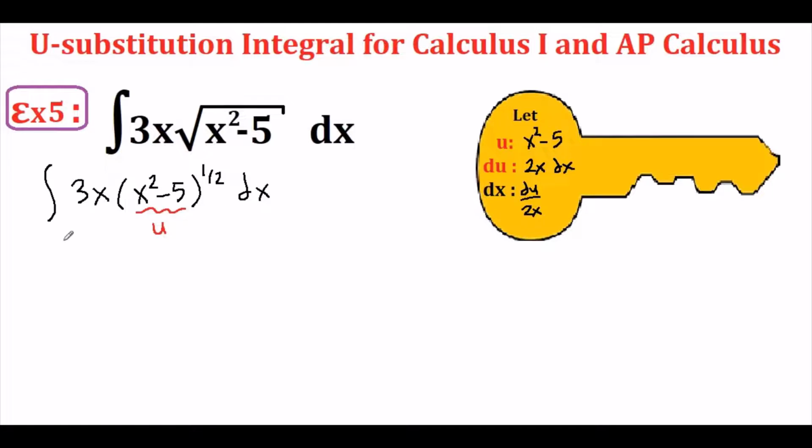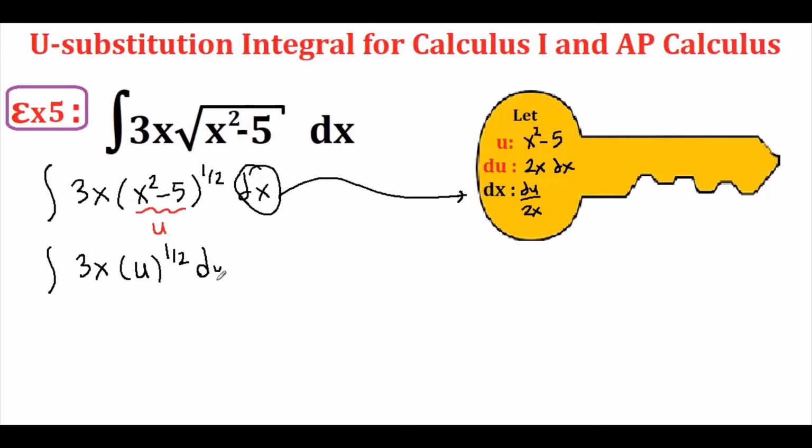Now let's rewrite everything in terms of u. We have 3x here. Instead of x squared minus 5, we're going to write u raised to the 1/2 power. And instead of the dx, we're going to write du over 2x. Here, x is cancelled out, and we can pull 3 over 2 in front of the integral sign. Now we have u raised to the 1/2 power du.